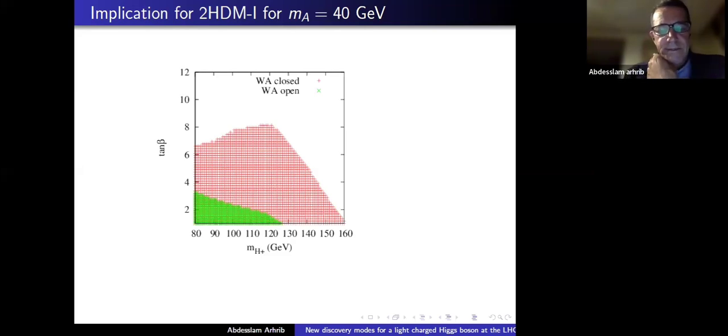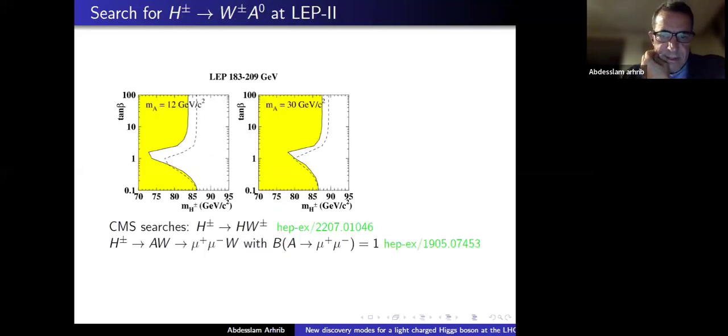Okay, next slide. This is the search done by, actually the yellow curve that you see, the search has been done by LEP before the shutdown in 2001. And so the exclusion limit is of the order of 85, but it could be smaller in some cases. And they consider, for example, here a CP-odd of the order of 12 or 30 GeV. And so they have this exclusion here.